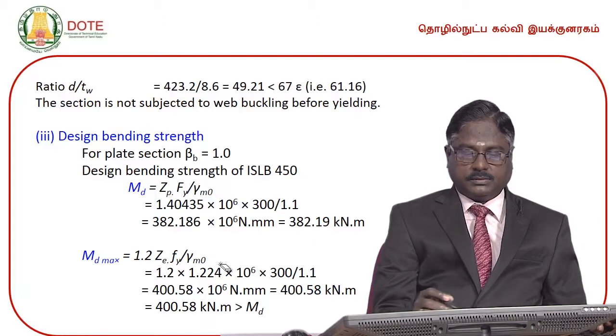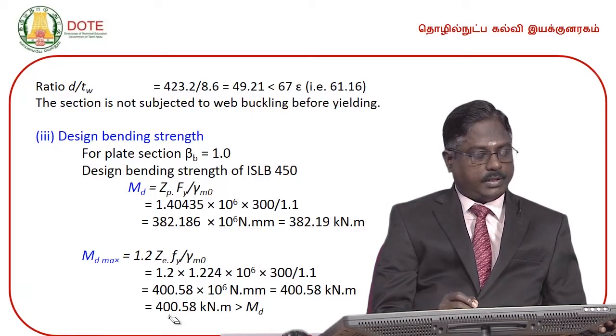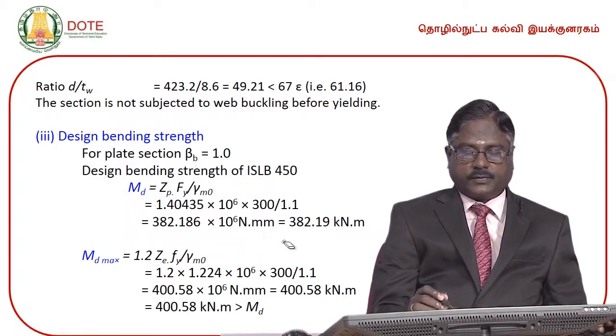So, what we get is 382.19 kilonewton meter, and the maximum is restricted to this value, and therefore the design bending strength is found to be 382.19 kilonewton meter.